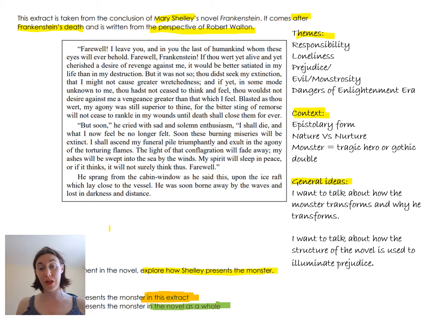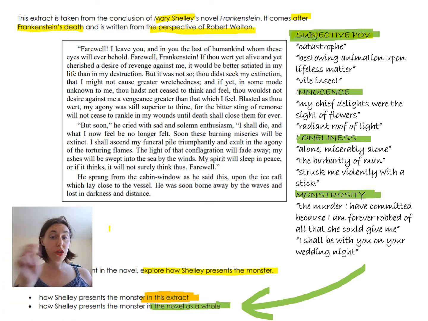And then we see the monster from his own perspective, and we suddenly realize he's this well of human emotion. He is this incredibly empathetic individual. He's innocent. So the structure of the novel really formulates how we see the monster, and specifically answering the question, how Shelley presents the monster. So these are my general ideas. I've not even started to look at the extract yet.